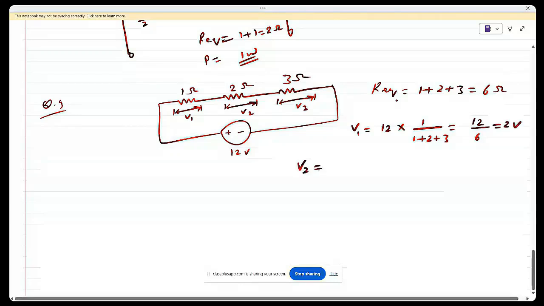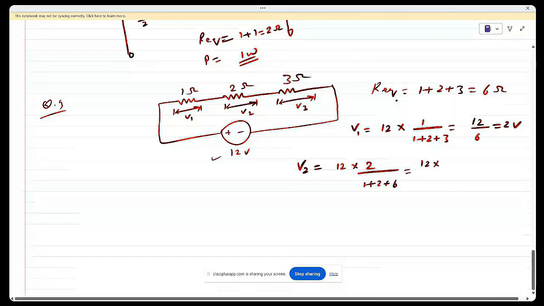Similarly, V2 will be, what is the resistance for this V2? 2 ohm. So total voltage is 12 volt. The formula is total voltage into same resistance upon total resistance. So it will be 12 into 2 upon 6. 1, 2, 3, this is 3, this is 3, so this is 6. So 6 twos are 12, and 2 twos are 4 volt.